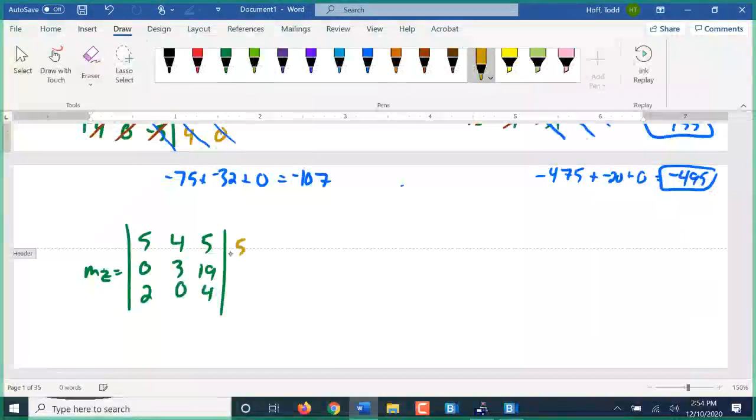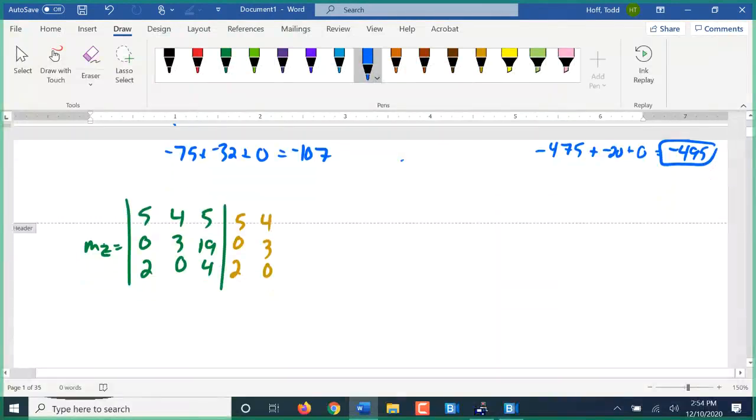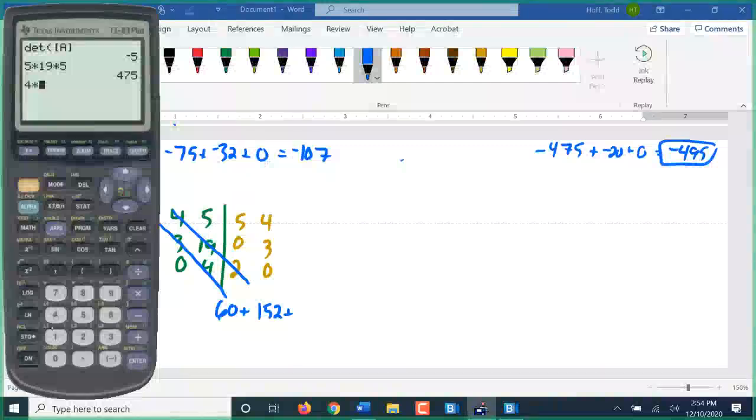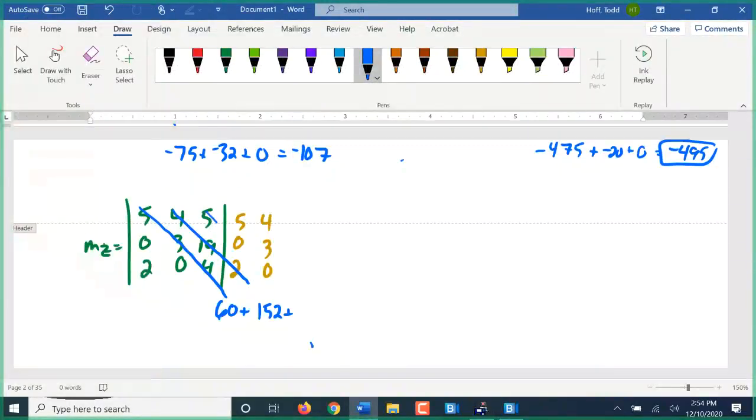So then we'll do 502, 430. Rewrite those first two columns. And then we're ready to do our diagonals. 5 times 3 is 15, times 4 is 60, plus 4 times 19 is 76, times 2 is 152. I'll double check that one quick. Yep. And 5 times 0 times 0, of course, is 0, so that is 212.